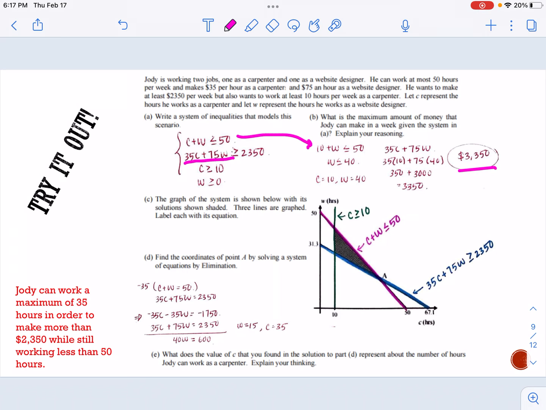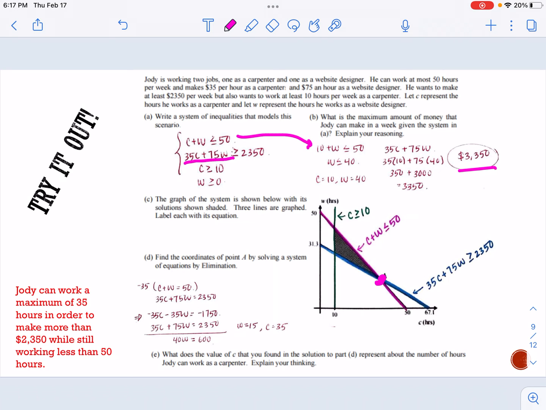In part C, all they're asking is to actually label each of the lines. I used 3 different colors to indicate the different constraints. And then in part D, they asked us to really switch gears a little bit. They said find the coordinates of point A, which is this one here, by actually solving the system.